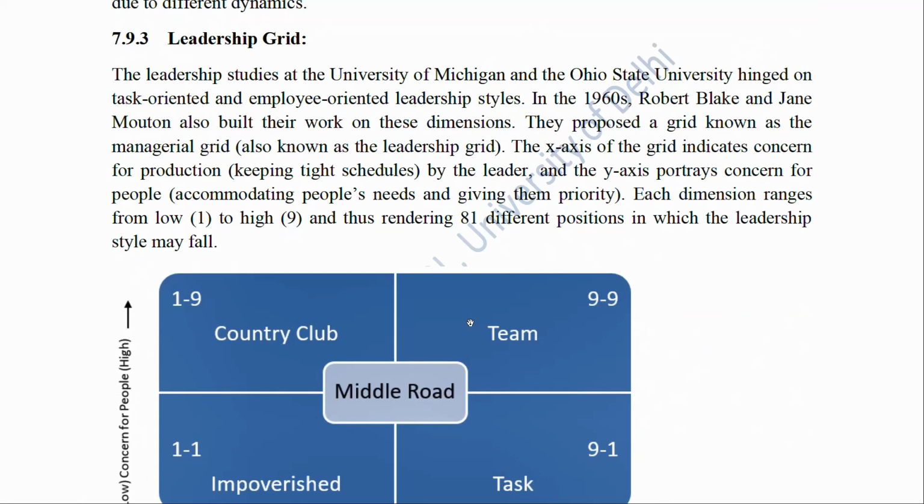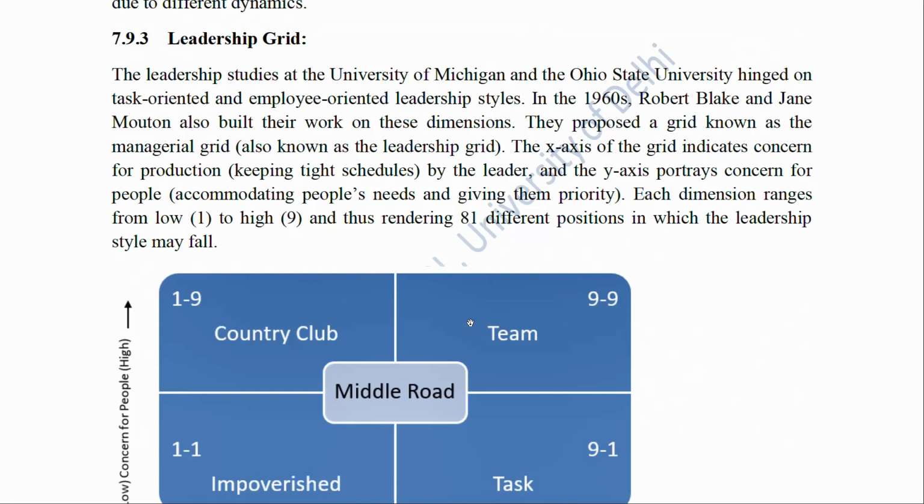7.9.3 Leadership Grid. The leadership studies at the University of Michigan and the Ohio State University hinged on task-oriented and employee-oriented leadership style. In the 1960s, Robert Blake and Jane Mouton also built their work on these dimensions. They proposed a grid known as the managerial grid, also known as the leadership grid.